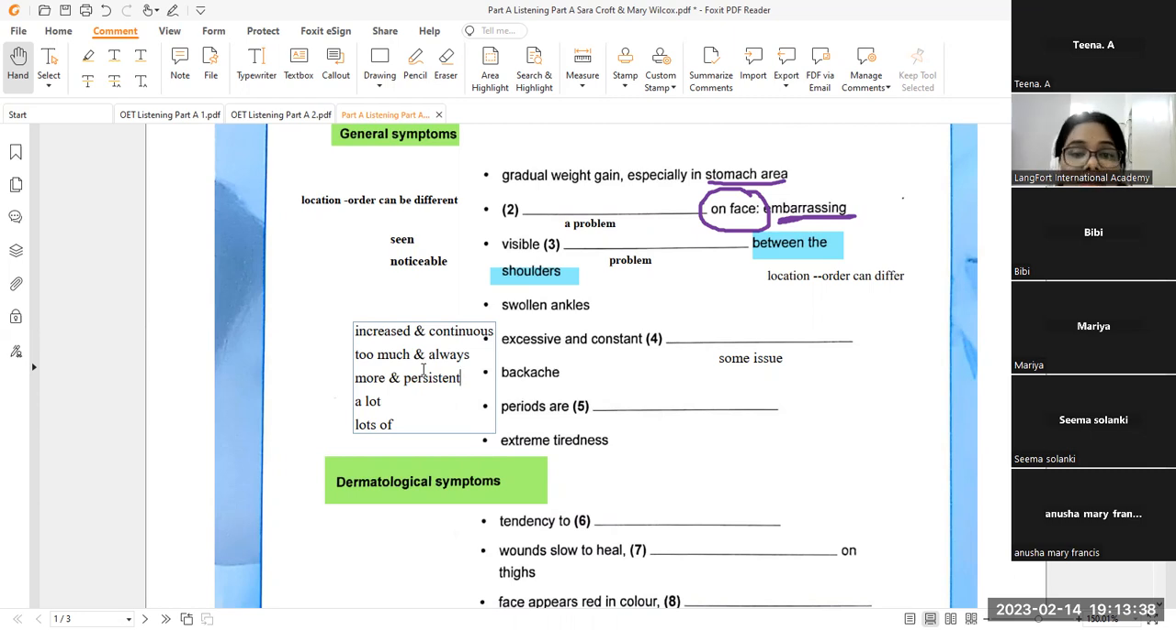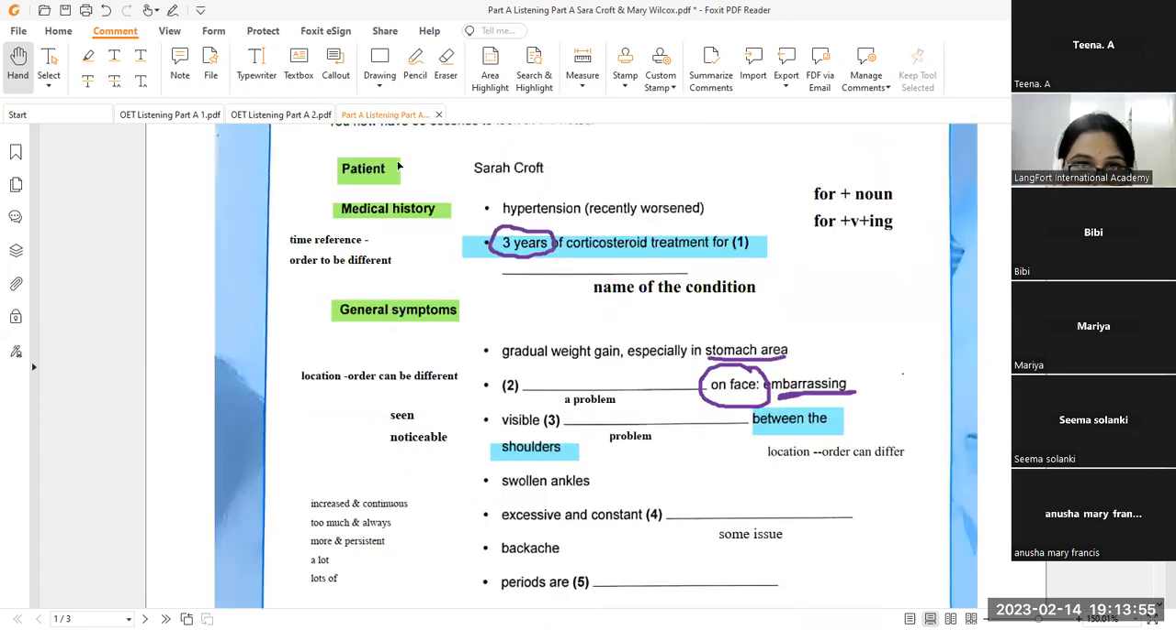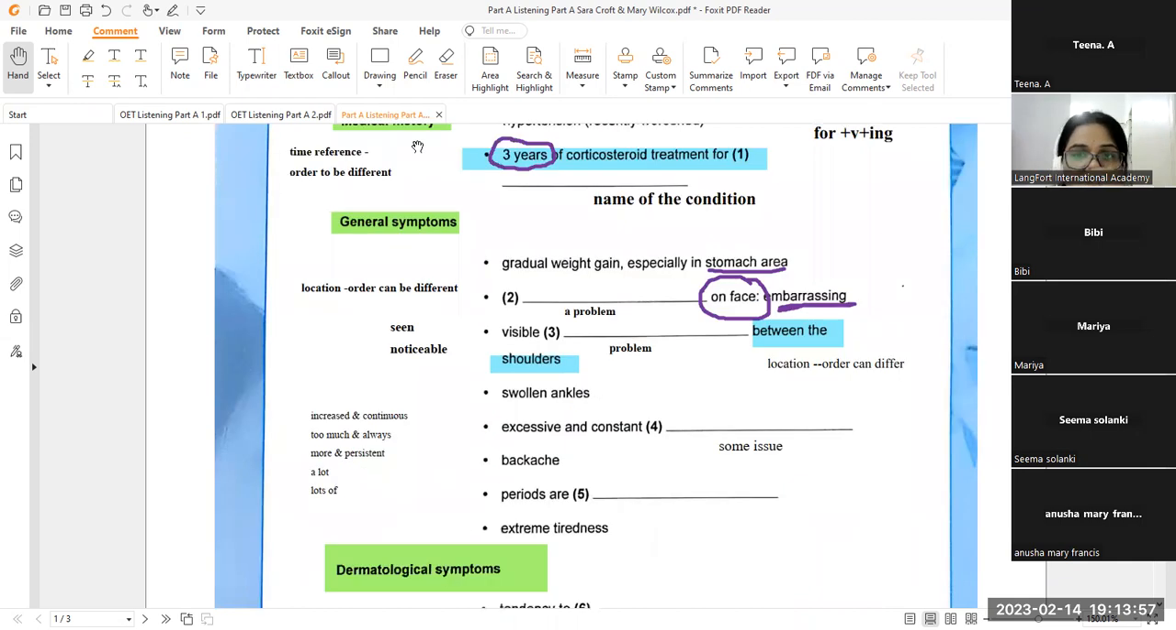Okay, so remember, they can use the same word, so there is a possibility that they might use other synonyms, such as for excessive and constant. So we are looking for a problem that's too much and that's always there. Okay, so all of you take a second, go through the fourth question, all of you. Okay, all right. Seema, can you unmute yourself and read the fifth question for me, please?